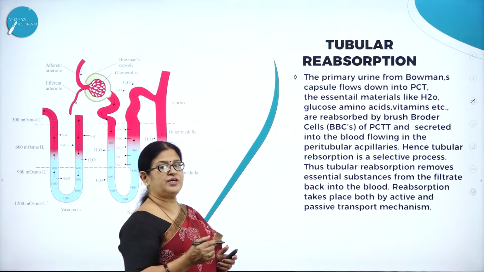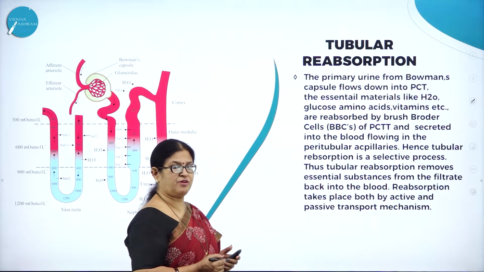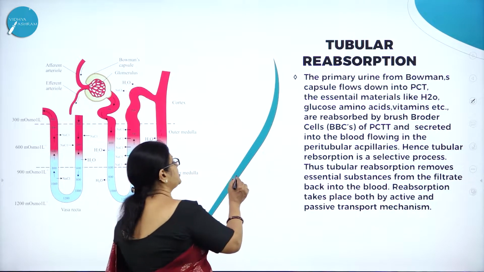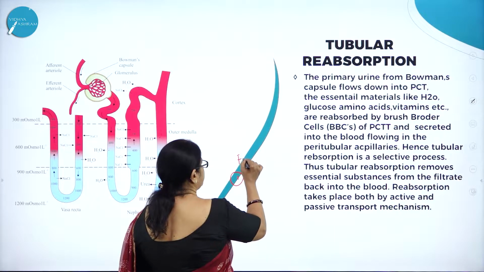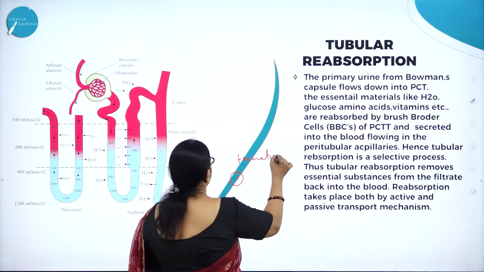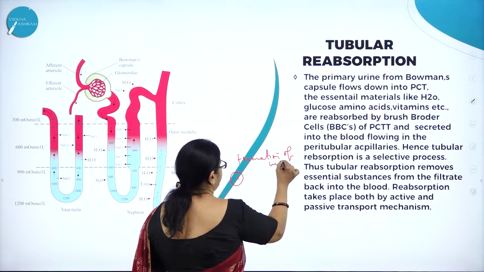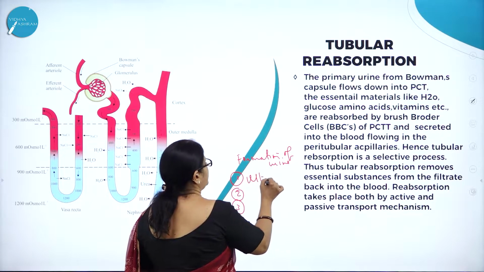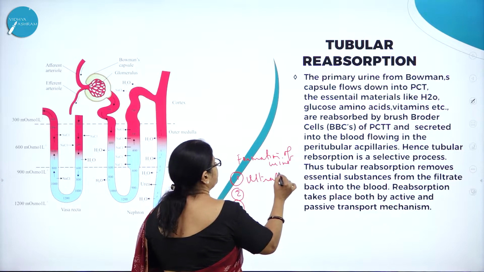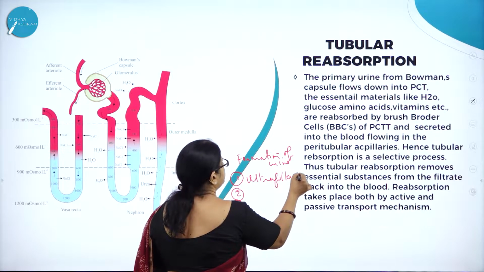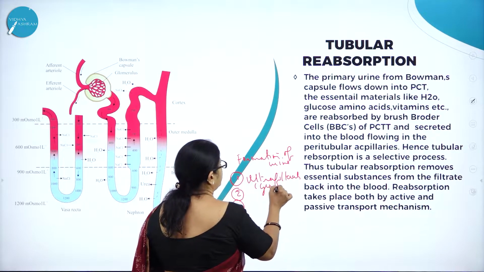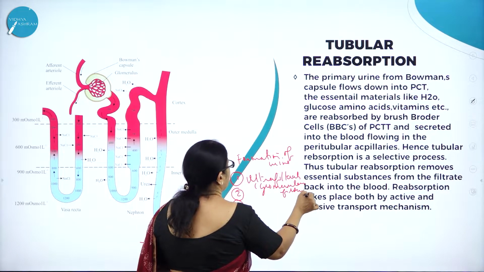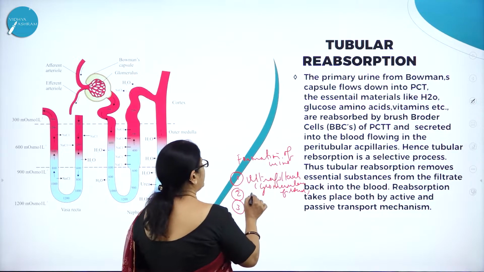Now, moving on to the next very important process of formation of urine, that is tubular reabsorption. So, formation of urine involves three very important steps. We have already gone through ultrafiltration, or glomerular filtrate. And the second one is called tubular reabsorption.